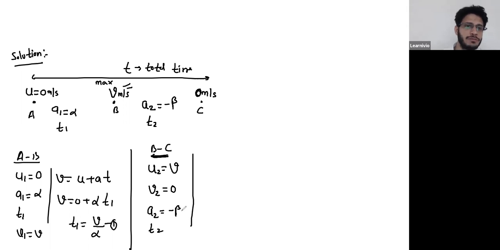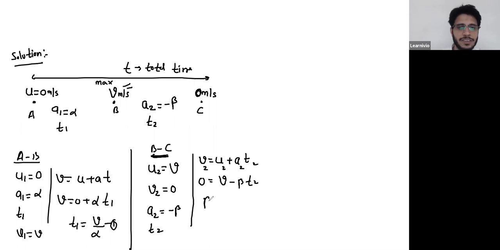Can you relate V, minus beta, and t2? V is u plus at. So your v is 0, your u is V, a2 is minus beta, t2. So that's 0 equals V minus beta t2. So we can write this as beta t2 is equal to V. So your t2 is V by beta. That's my equation number 2.